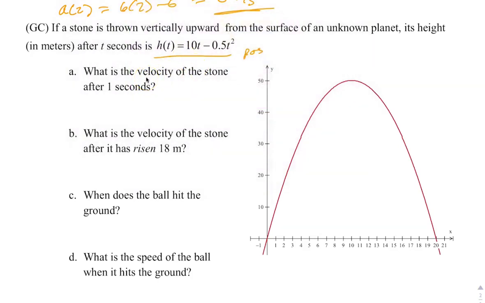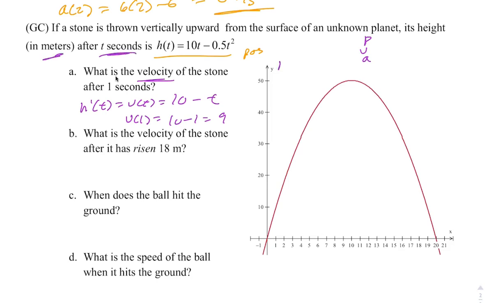So again, I need to find velocity. Remember, it goes position, velocity, acceleration. So I gotta take a derivative of this guy. So h prime of t, which is my velocity, is just 10 minus t, if I did that math correctly. And after 1 second, you just plug in 1. 10 minus 1, so 9. What are my units here? Seconds and meters. I should have written that down here. So 9 meters per second.